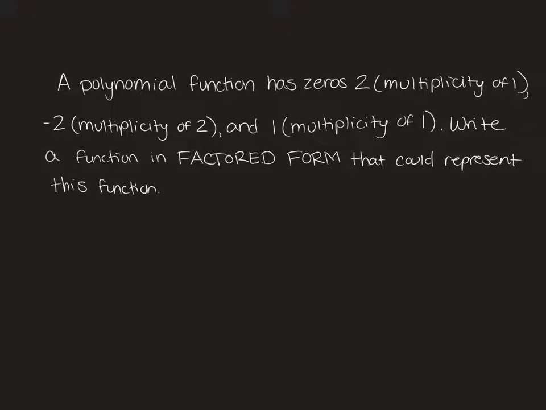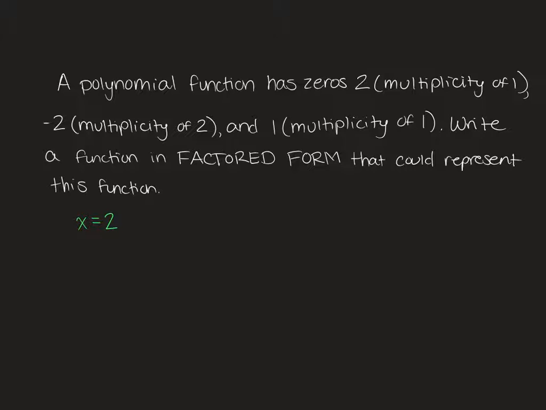So a polynomial function has a 0 of 2 with a multiplicity of 1, negative 2, multiplicity of 2, and 1 with a multiplicity of 1. Write a function in factored form that could represent this function. So remember that if you are given the zeros and you need the function, you have to work backwards.